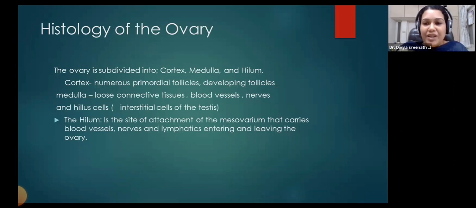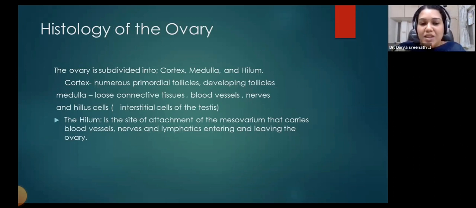Histologically, the ovary consists of the ovarian cortex as well as the medulla. The cortex is an important one because it contains so many tiny primordial follicles, that is, so many seedling follicles are seen in the cortex. You can also see the developing follicles in the cortex. Another thing, the medulla, is the innermost area.